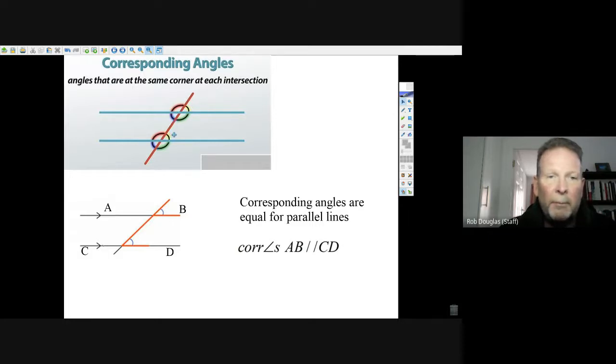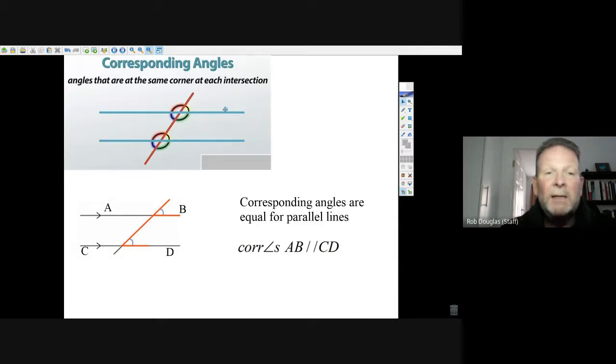Well, here's the top right-hand angle. Well, these two angles are corresponding. Here's the bottom right-hand angle, and there's the bottom right angle there. So they're corresponding. They're in the same position. And over here in the bottom left corner and this bottom left corner, we call those corresponding angles. And the top left corner and the top left corner are corresponding.